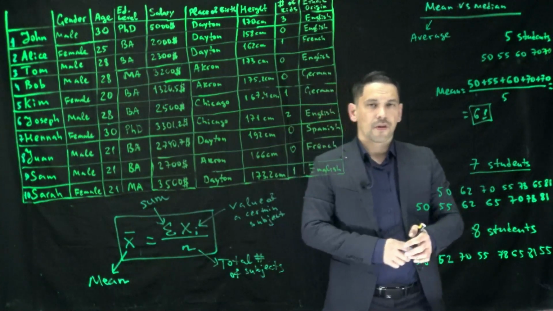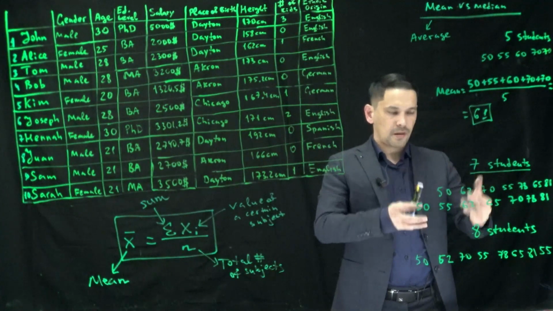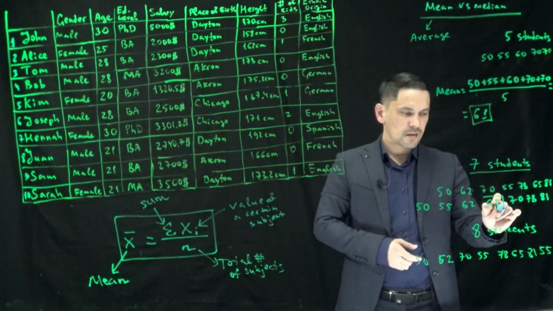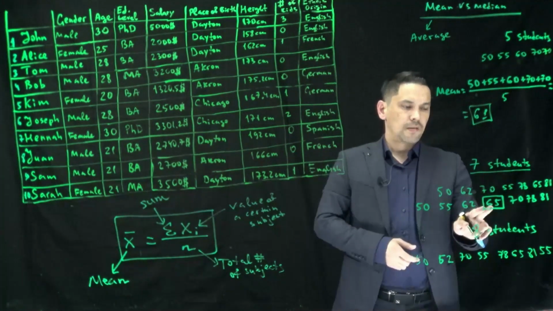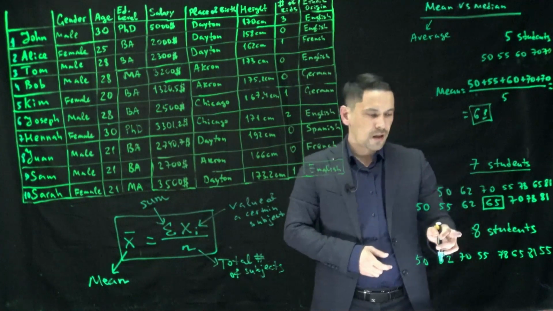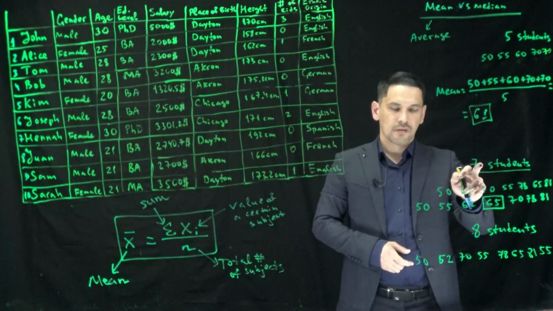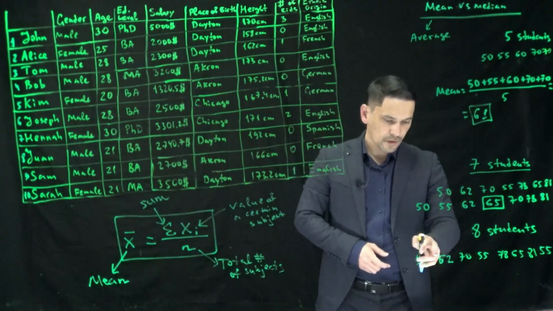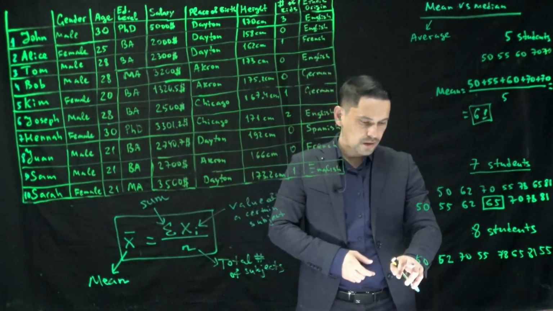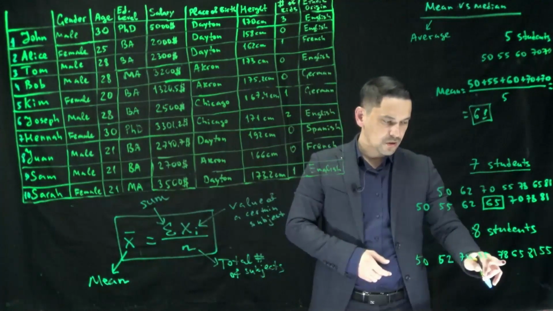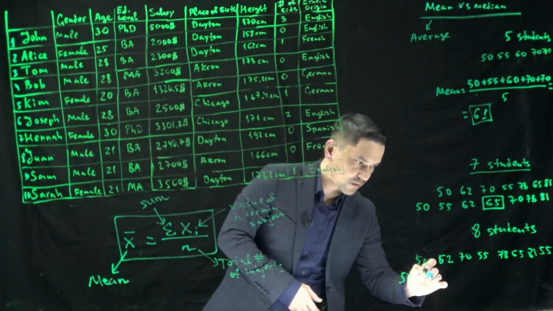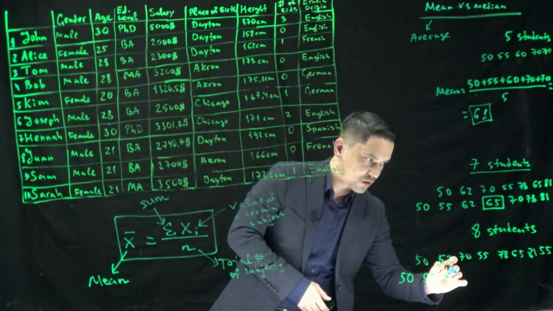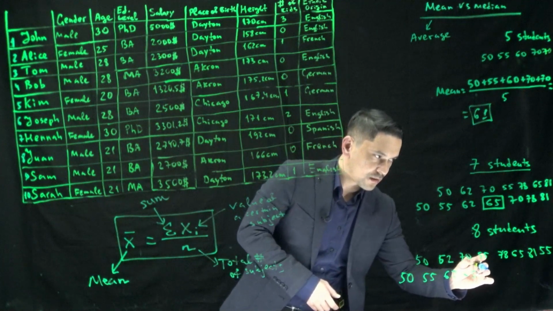So now I have to find the number right in the middle. The number right in the center here is 65. So this is the median. Now what if I had 8 students in my class, not 7? Well, let's see. In order to find the median, I just have to put all the exam scores in ascending order again. So the lowest score is 50, the next one is 55, 62, 65.